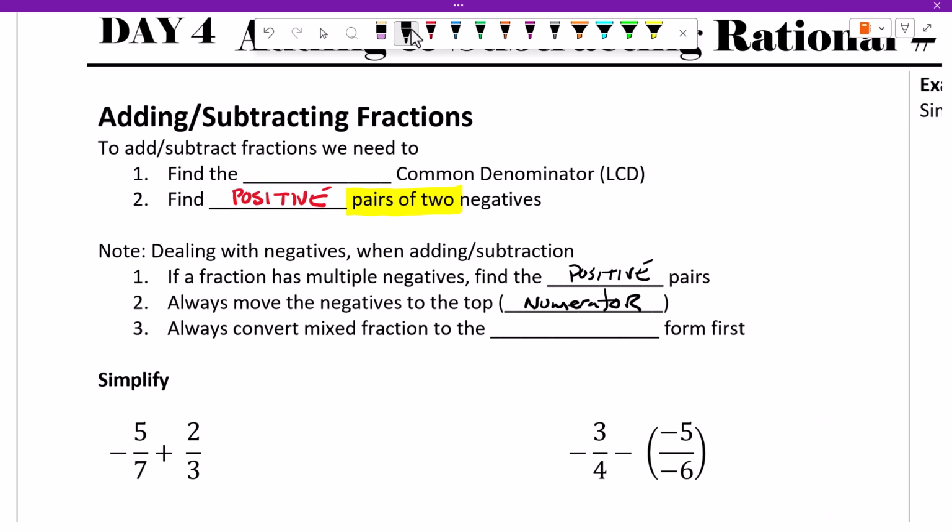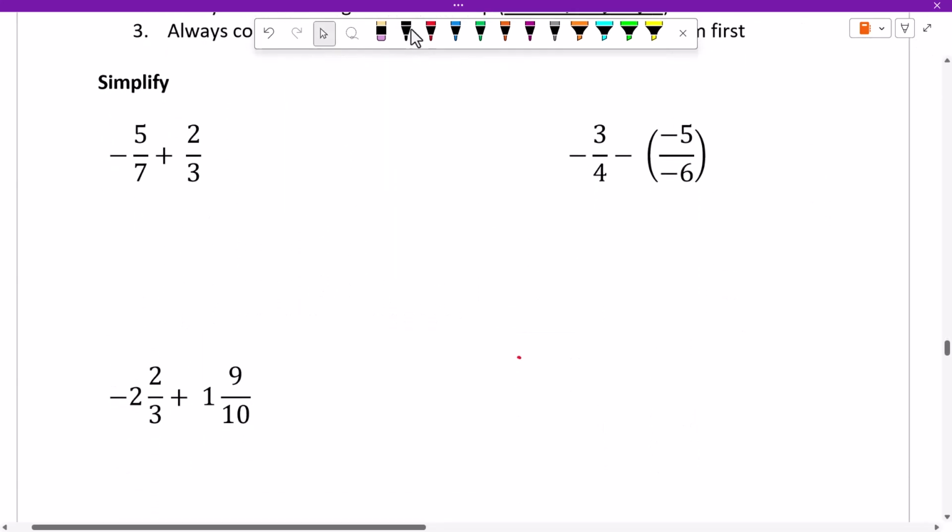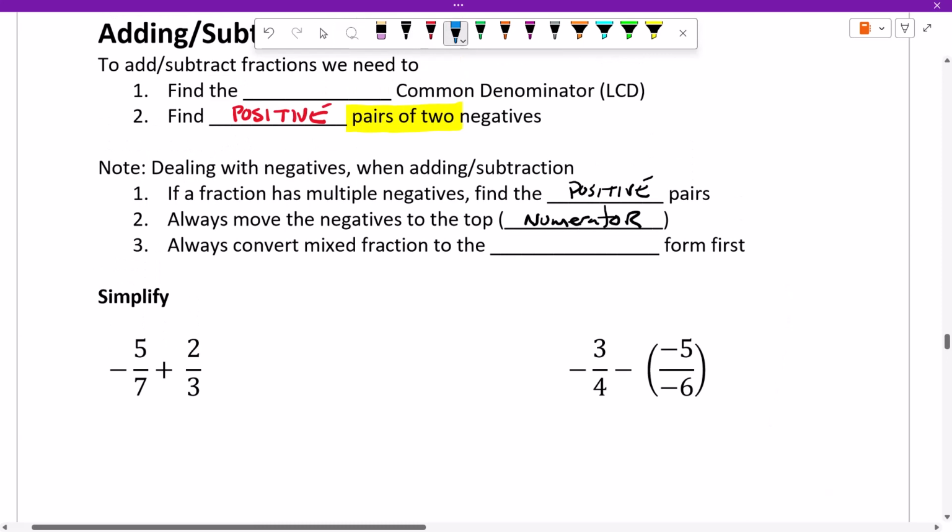And one of the other rules is, if you have a mixed number, doesn't matter if you're multiplying, dividing, adding, or subtracting, convert it to an improper fraction first. Then do the math operation, whatever the math operation is. So if you have a mixed fraction like this, turn it into an improper fraction first. So work with improper fractions.